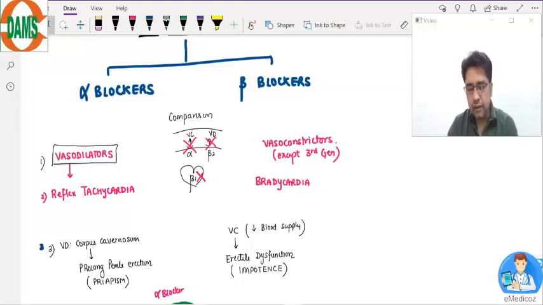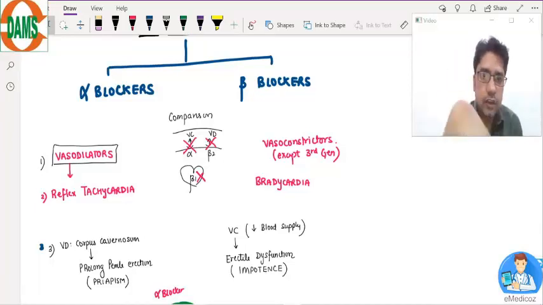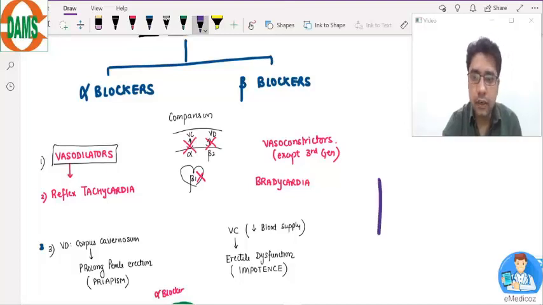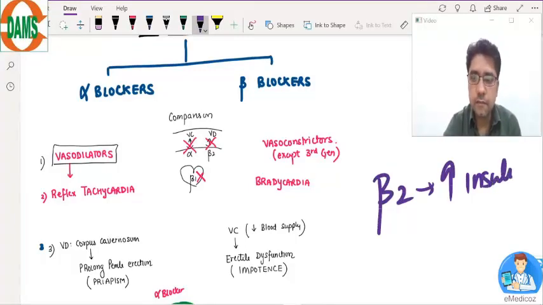Yes, beta receptor stimulation causes insulin release. We will discuss this in diabetes. Beta 2 receptor stimulation causes insulin release. You're asking me again and again. Beta 2 increases insulin release.